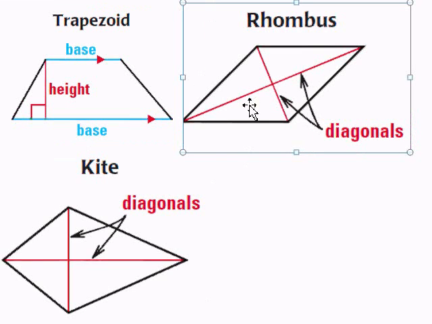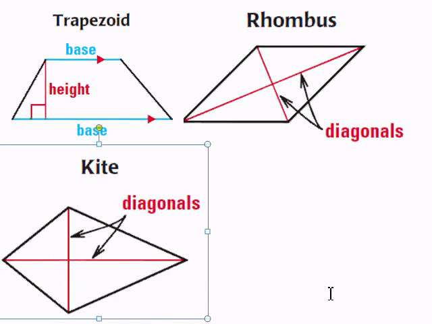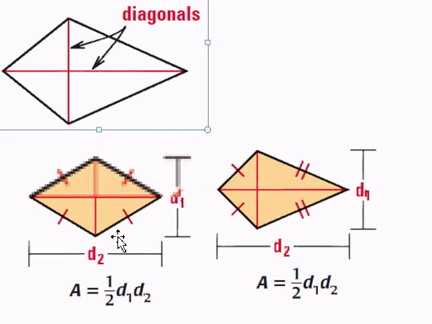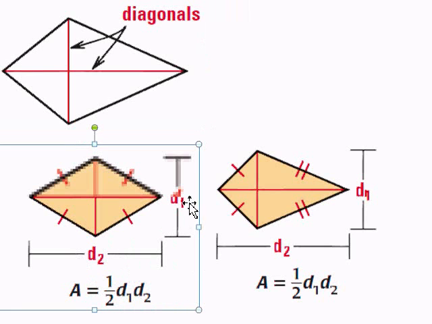Now the rhombus's diagonals are the things that go from corner to corner. Same way with a kite. Diagonals go from corner to corner. And your textbook, or your problems, might show you the length of the diagonals like this. You see how it goes D1, D2 right here? That's just showing you that from corner to corner it is this distance, and from this corner to this corner it's this distance right here.